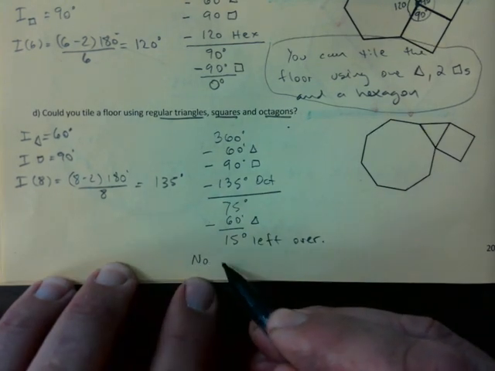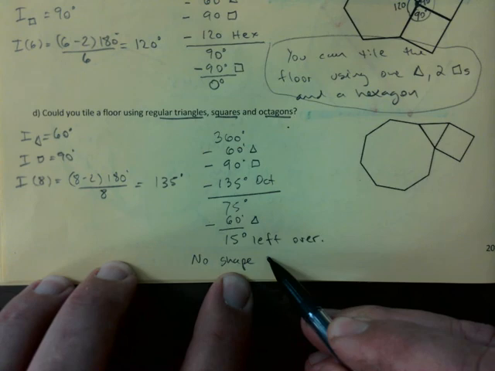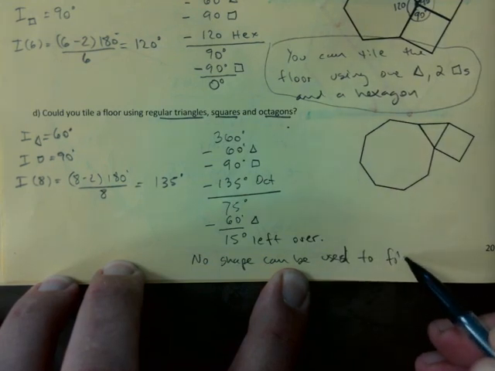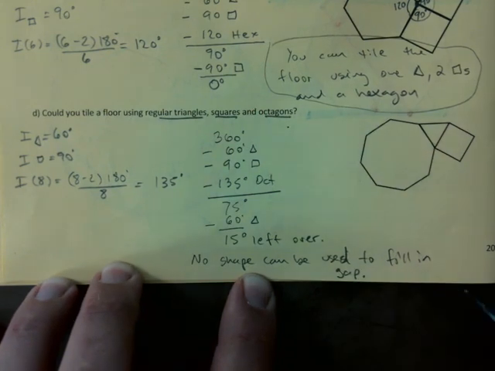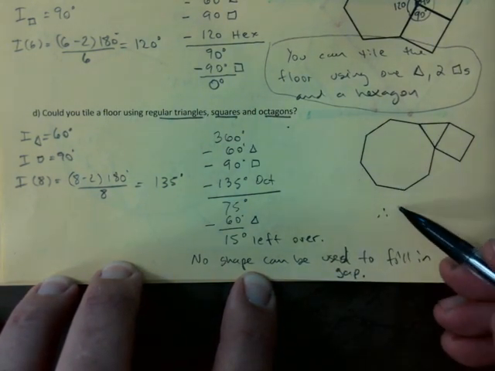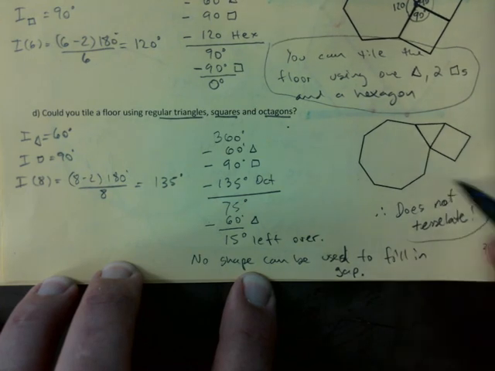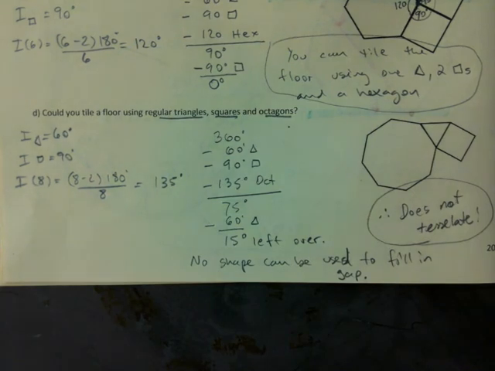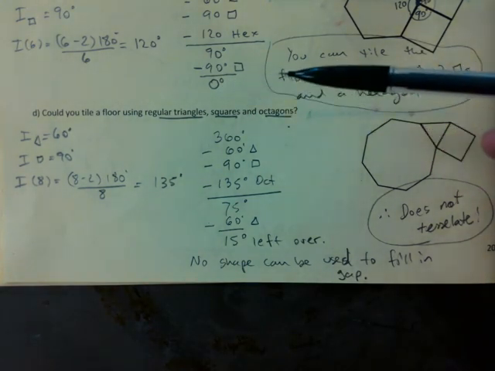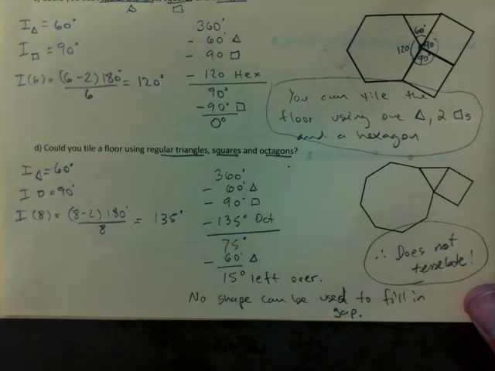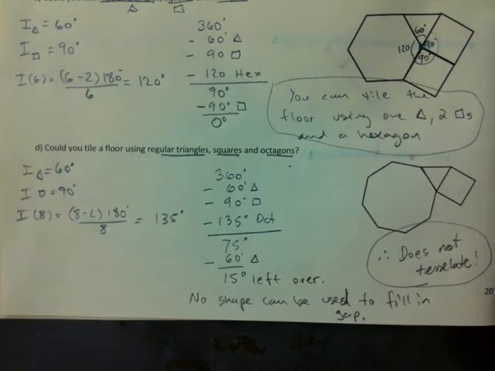No shape can be used to fill in that gap. Okay? Therefore, it does not tessellate. So if there are leftovers, it does not tessellate, right? If there's nothing left, if you can get it down to 0, you're good to go, right? You could have used the same strategy here, subtracting, with the first two questions. Just keep subtracting from 360 until you get to 0, and then you're successfully answering that question.